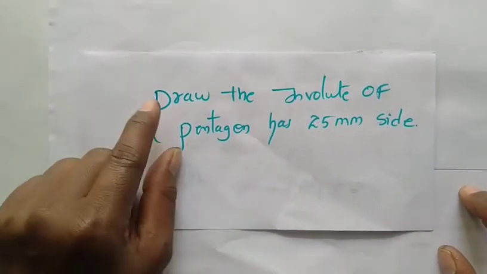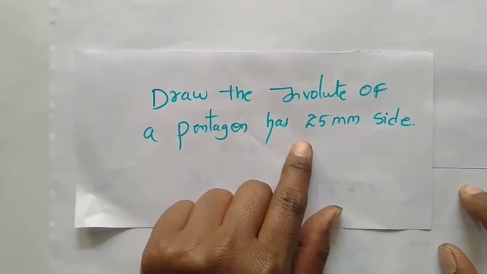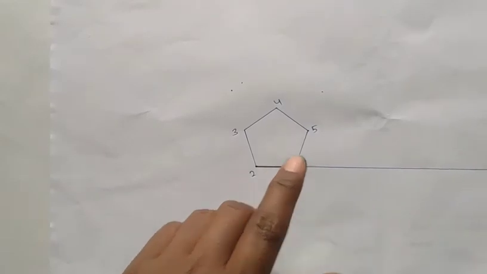Involute of pentagon. Draw the involute of a pentagon that has a 25 mm side. The side of the pentagon is 25 mm. We have to draw the involute of the pentagon. Okay, this is your pentagon.